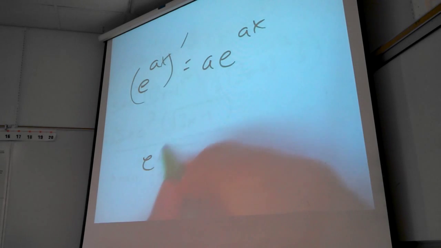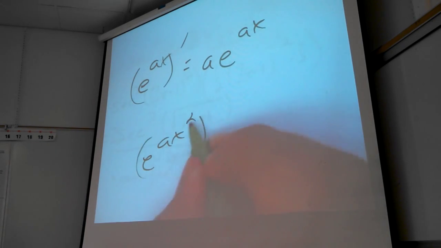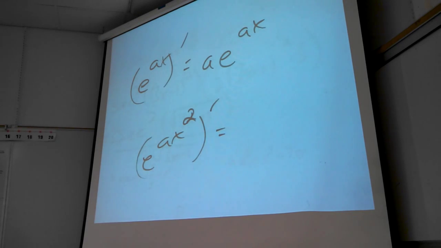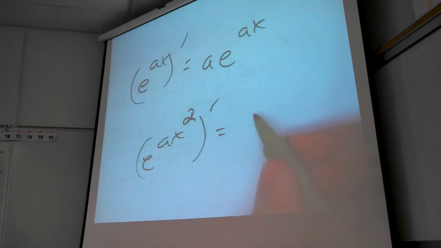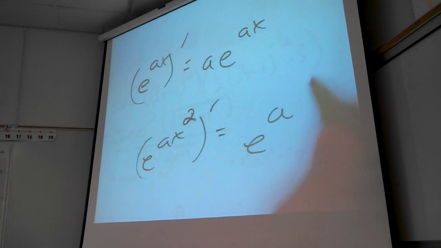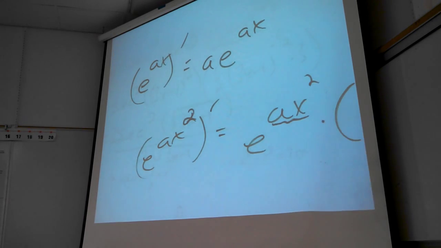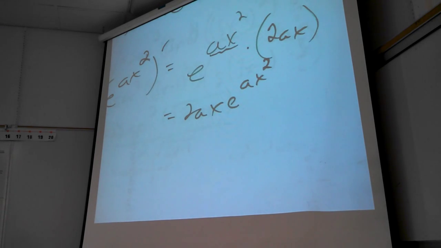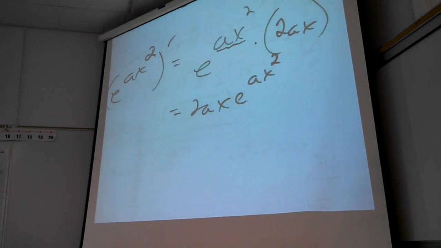So if I see e to the ax squared, how do I take its derivative? Let's see, it'll be e itself times the derivative of the inside. This is what you guys are saying? It's 2ax. Kick ass. So 2ax e to the ax squared. I like it. So very often what we do is we can generalize this.